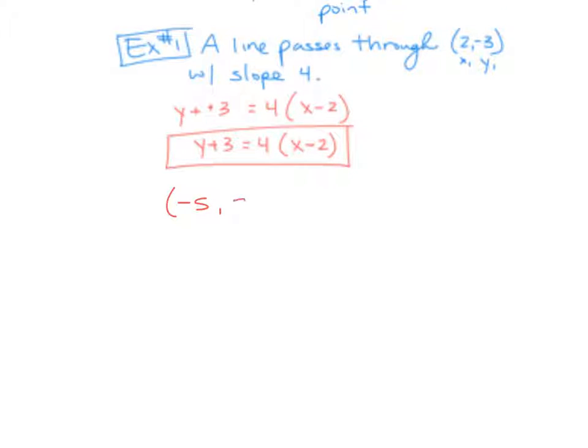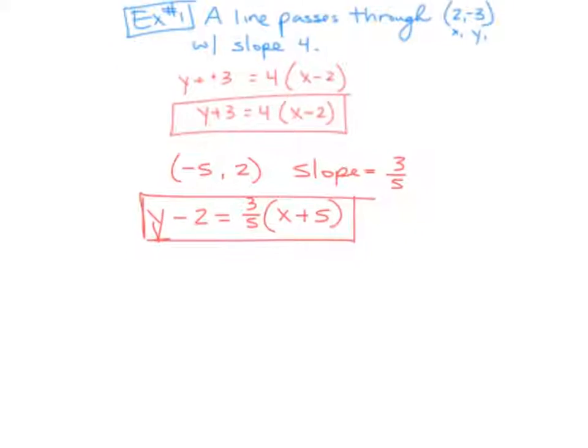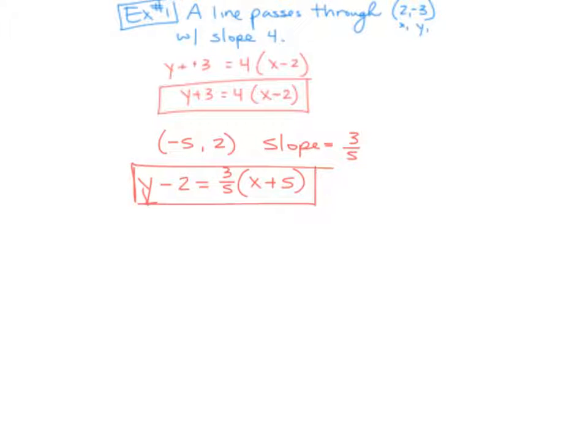Okay, so say you have the point -5, 2, and your slope is 3/5. Give me your equation. Y what? Y minus 2, right? You're subtracting, equals 3/5 times x plus 5. It's x minus a -5 is x plus 5. Okay, so that's the first type of problem you're going to see.